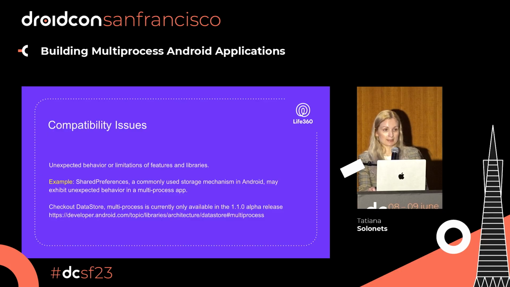And another one is compatibility issues. Not every feature or library supports multiple processes, and shared preferences is one of them. We actually have a coworker who created his own library. It's called Harmony, which is basically shared preferences for a multiprocess environment, and it works for us. So we were able to avoid IPC because we had little bits of data just synchronized, and we never talked between the processes. So this is how we avoided this issue.